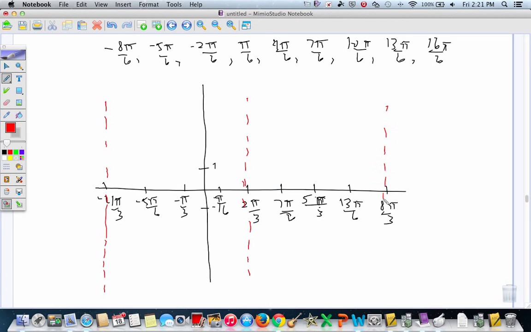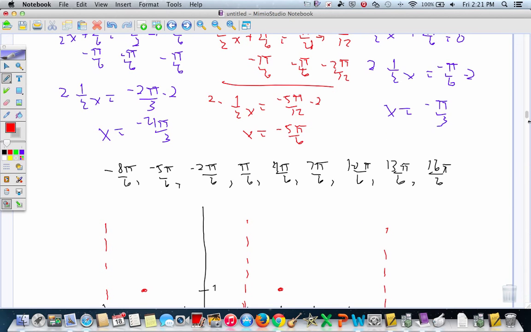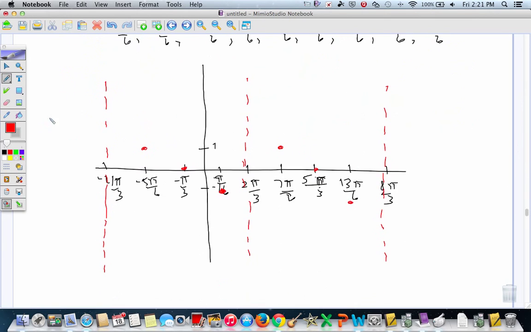Asymptote lines go in over here on the left-hand side, quarter, mid, 3/4, and end. Quarter, mid, 3/4, and one more. Now this time we are graphing tangent, but it's a negative tangent, so it's a reflection. So it's going to go down from left to right, basically looking a lot like a cotangent graph. And then we have that vertical translation. See if I can get it back in play here.